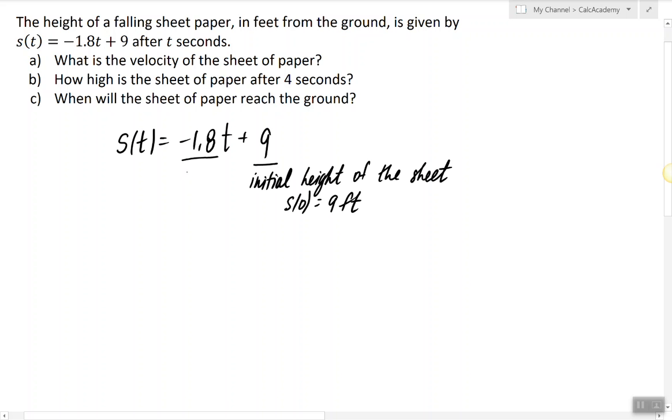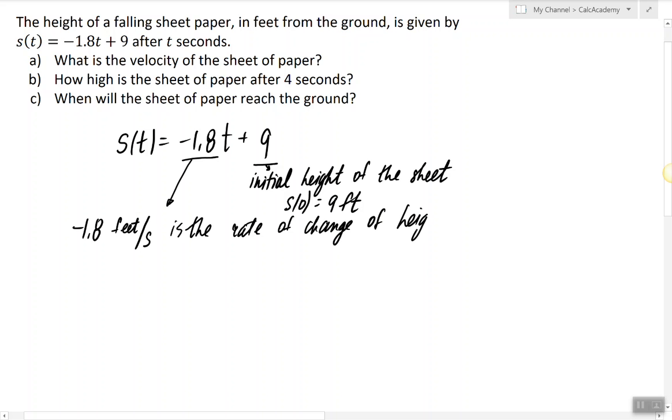It's the slope, but in the context of this problem, it's the rate of change. And it also has units. So the units here are the output units, which is feet, divided by the input units, which is seconds. And it's the rate of change of height per 1 unit of change in time. So that means the height changes at the rate of 1.8 feet per second.